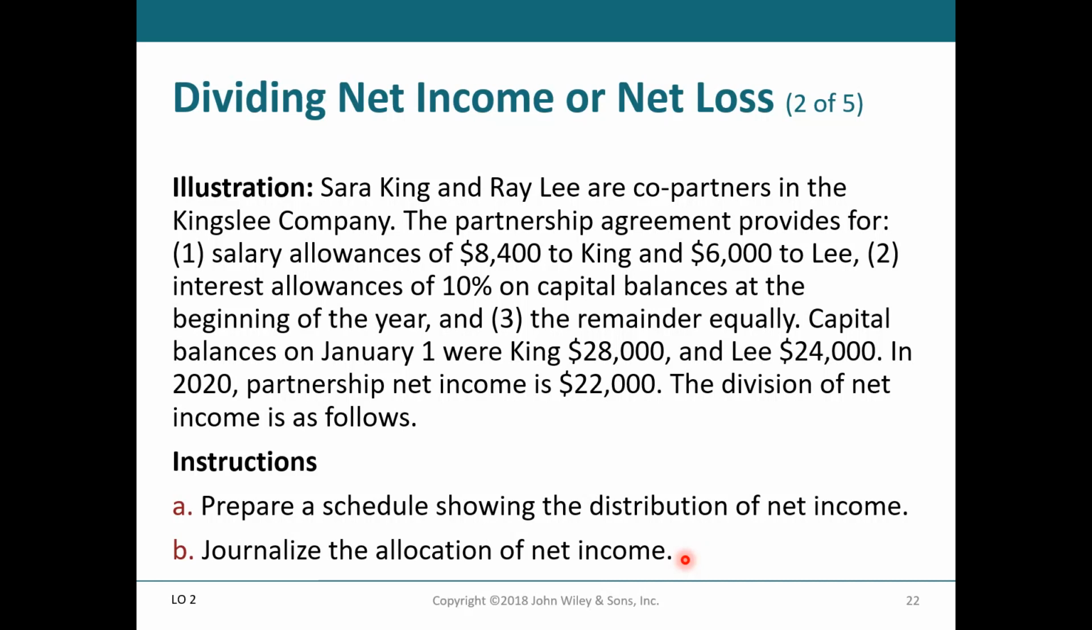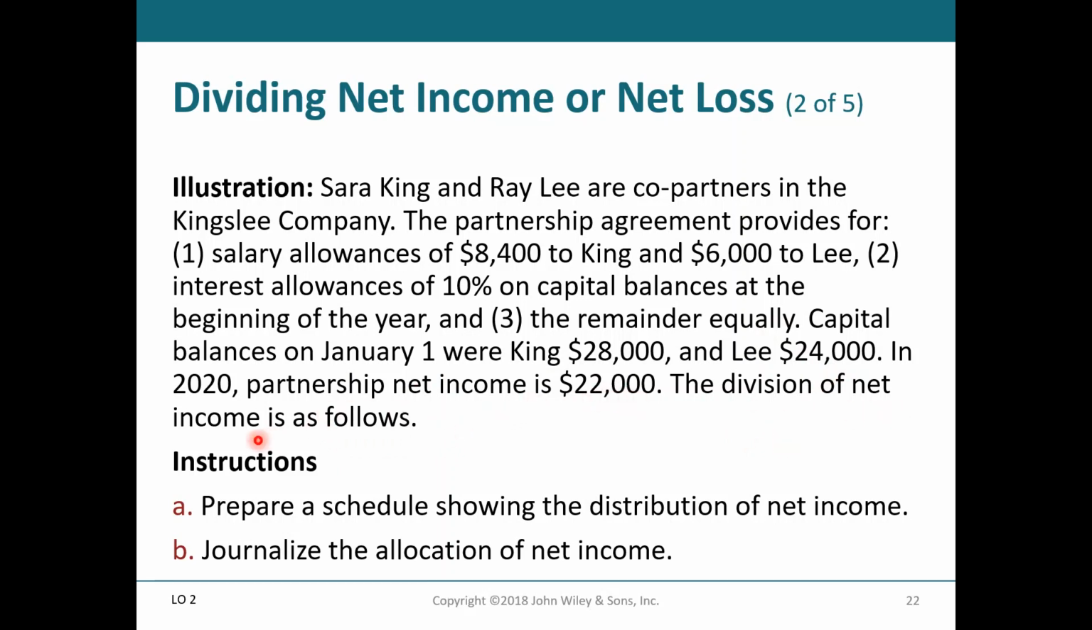So here we have an example. Sarah King and Ray Lee are co-partners in the Kingsley Company. The partnership agreement provides for a salary allowance of $8,400 to King and $6,000 to Lee, an interest allowance of 10% on capital balances at the beginning of the year, and the remainder equally. Capital balances on January 1st were $28,000 and $24,000. Partnership net income was $22,000.